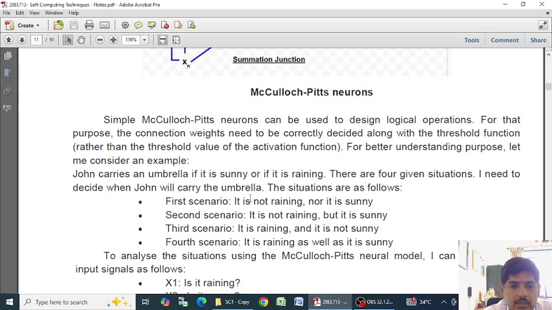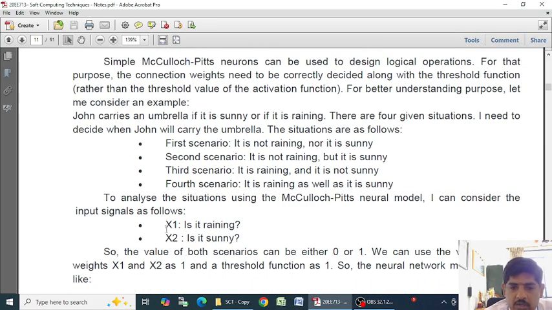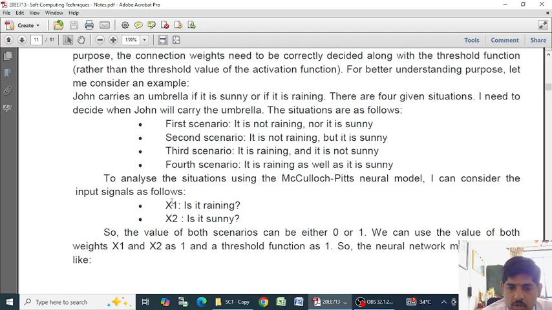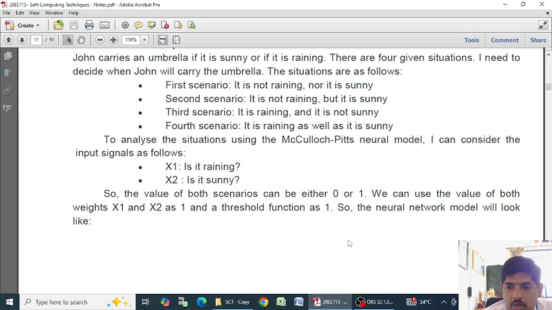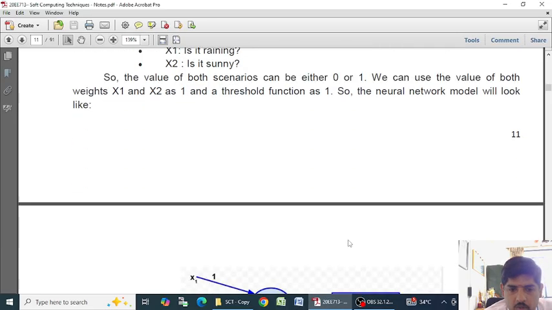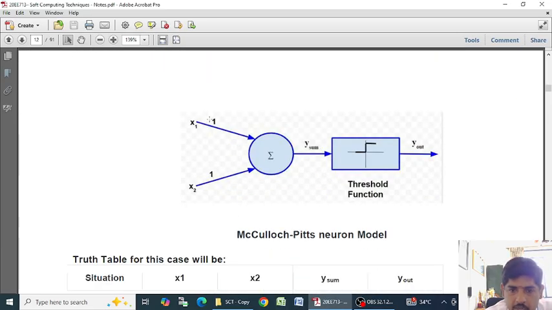The input signals can be considered as follows: x1 is raining, x2 is sunny. So there are two input values, x1 and x2, and the value of each can be either 0 or 1. We use the value of both weights as 1 and the threshold as 1. So we develop the neural network model like this. Here the weights W1 and W2 are both positive magnitude and the same value. These are called excitatory weights; we are not considering inhibitory weights.